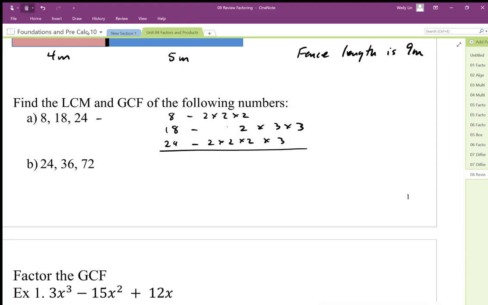Okay, in this case here, common 3's, common 2's. Okay, so the greatest common factor is equal to 6. That's the biggest divisor of all three. That one we can probably see by just looking at those numbers, because we're familiar with those numbers.